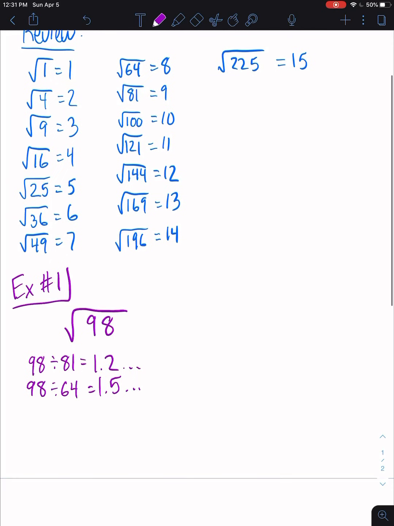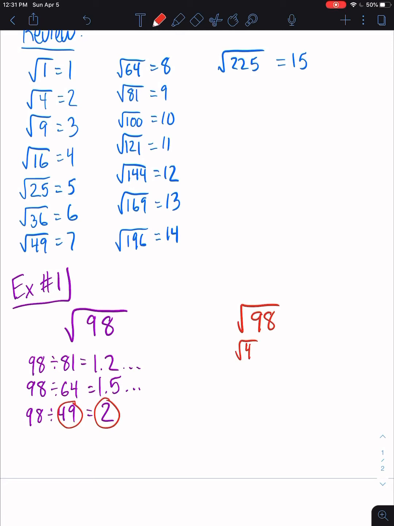So now we'll try 49. 98 divided by 49. And we get 2. So excellent. So now that we have gotten 2 as our answer, we know that we'll be using the 49 and the 2. So now we're ready to break down the square root of 98. And we're going to break it down into radical 49 and radical 2.